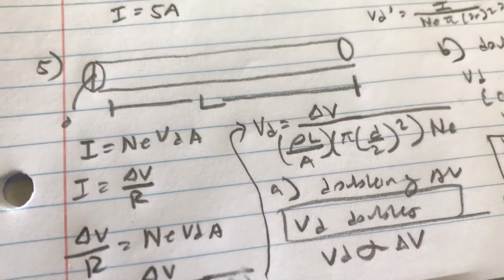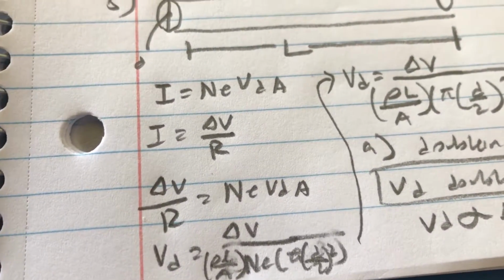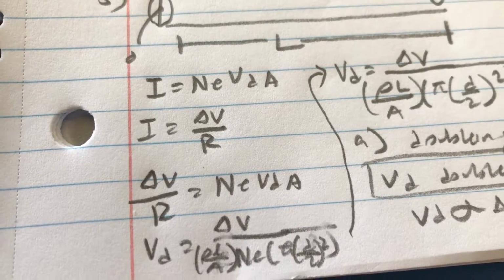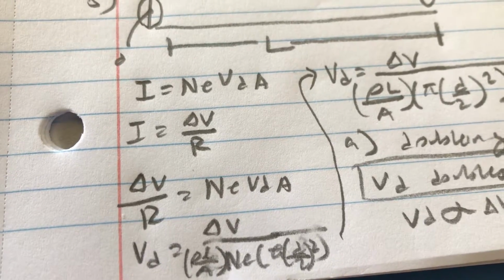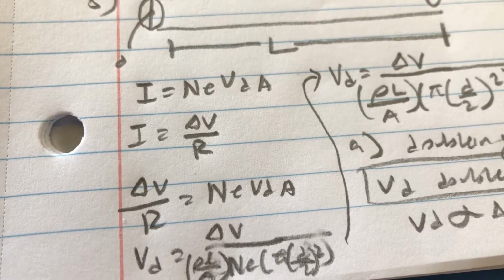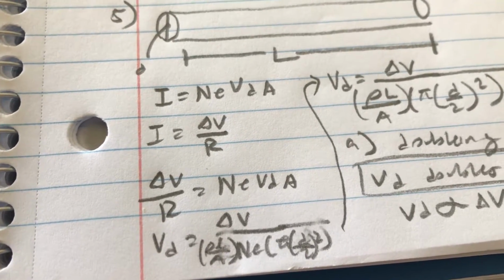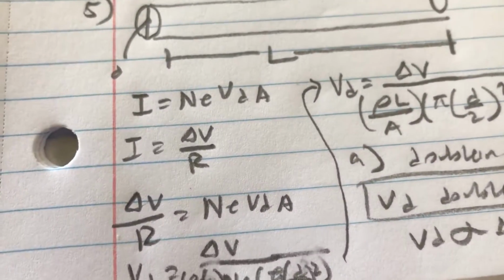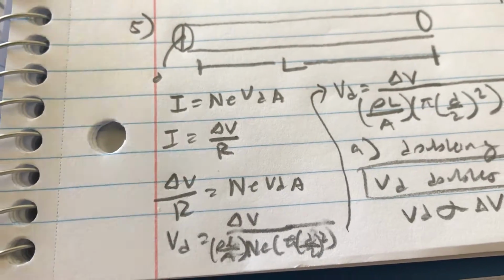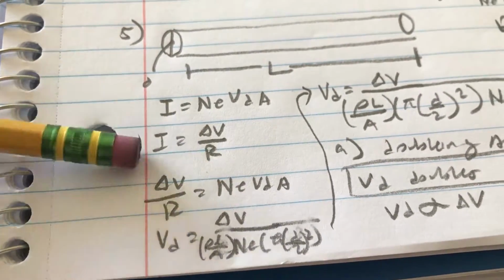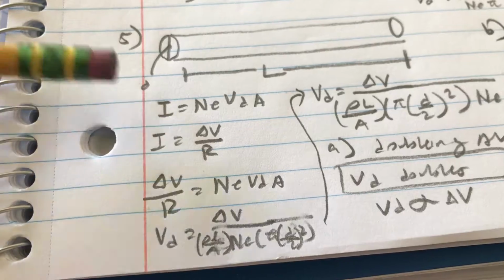What you need to start with is the equation: current equals the number of electrons times the charge multiplied by drift speed times the cross-sectional area. And you also need the other equation: current is delta V divided by resistance. Because we know that current is equal to both of these, we can set those two equal to each other.